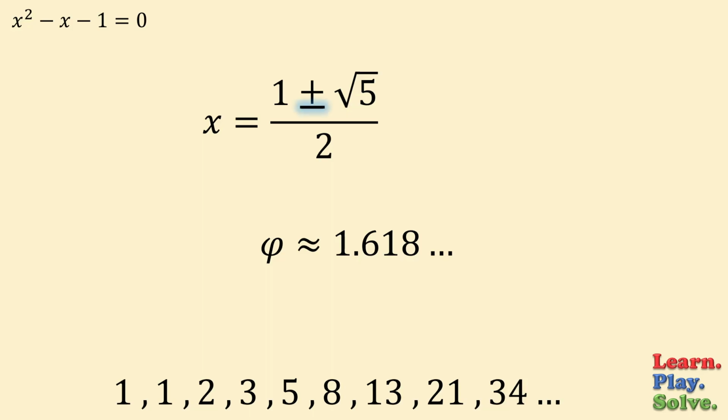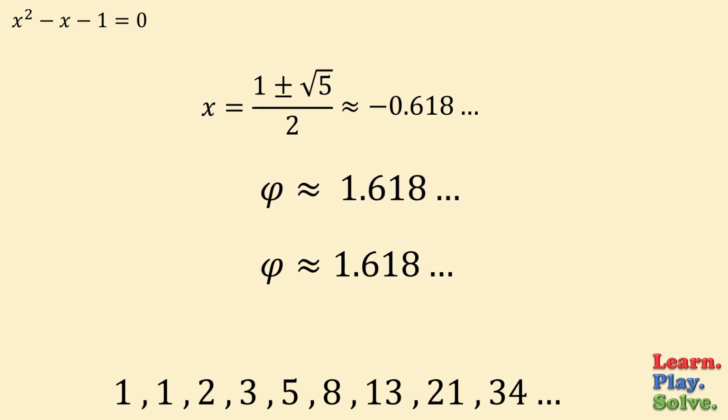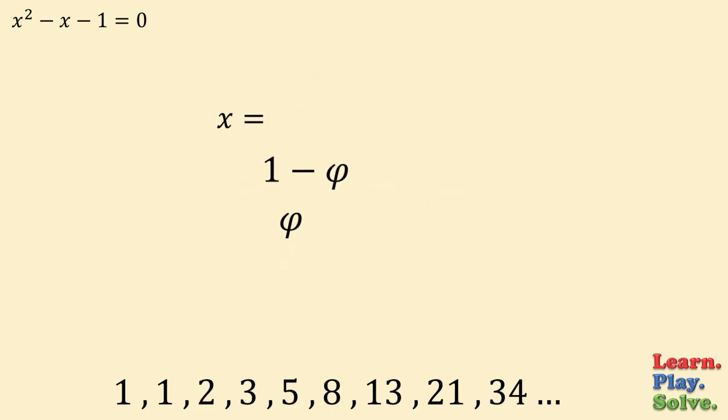There's also a second solution that we get when we use the minus sign. It comes out to negative 0.618. We also get the same number when we subtract phi from 1. So both of these solutions can be written in terms of the golden ratio.